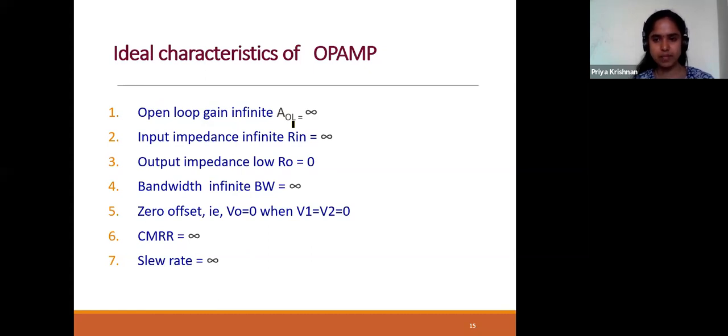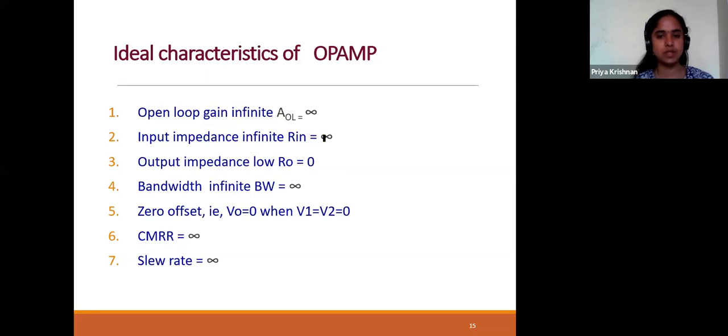AD is my difference mode gain. If there is no common mode signal, if there is no AC, AD is 0. AC is 0, AD is infinite.